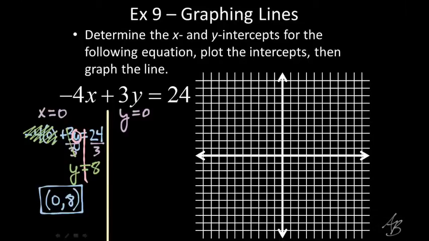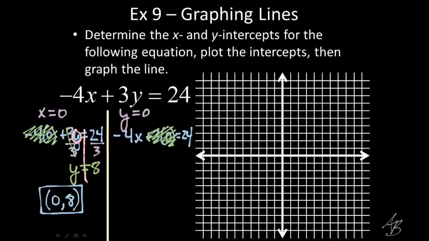So what's the equation going to look like when we put 0 in for y? Negative 4x plus 3 times 0 equals 24. And what's going to disappear? What's going to go away here? 3 times 0. The 3 times 0, right? So this term right here is just going to drop out because it's 0.